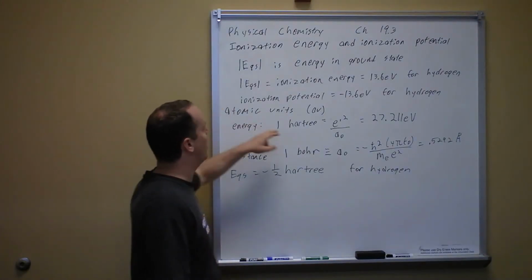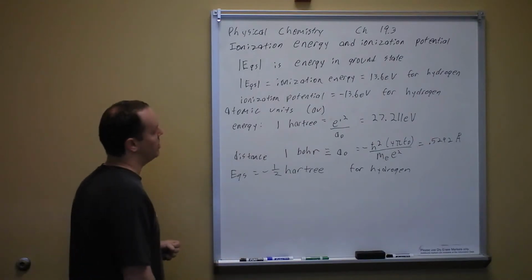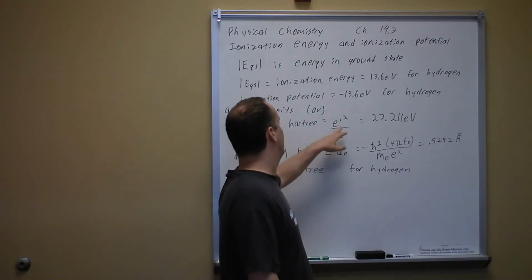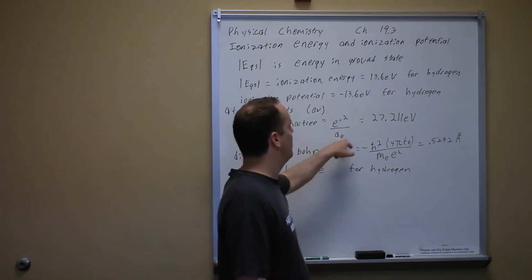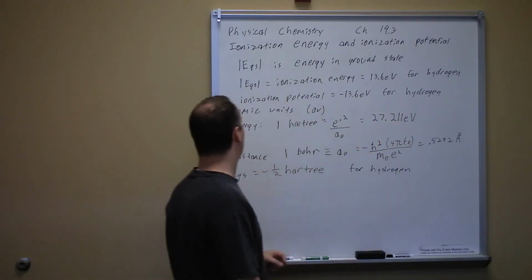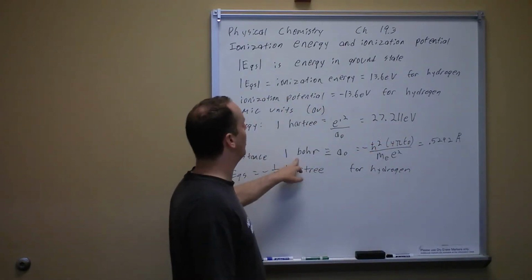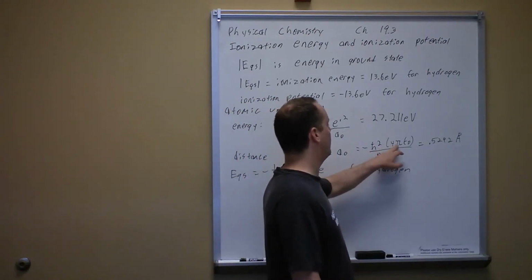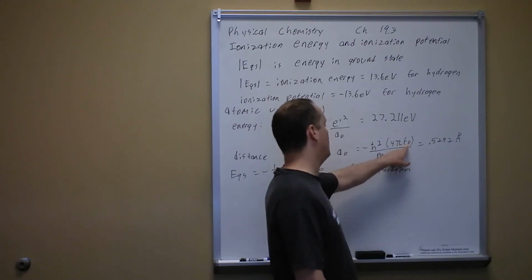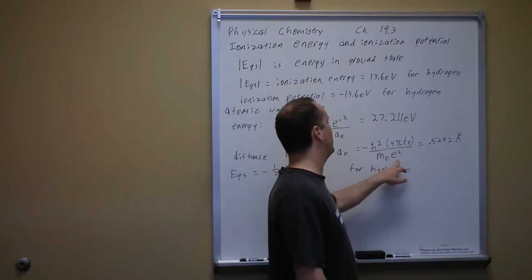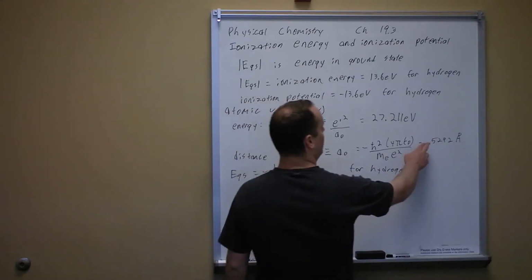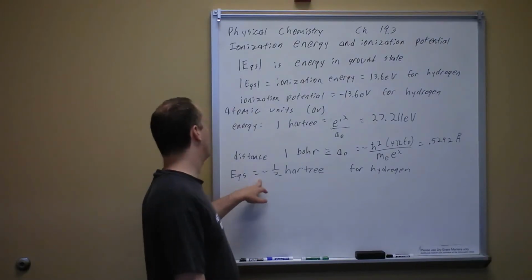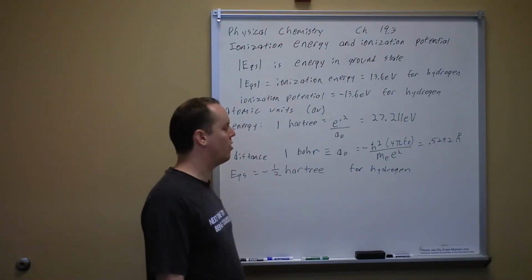Now, let's talk about atomic units, or AU. This is another alternative to CGS or SI units. The unit of energy is the Hartree, equal to e prime squared over a naught, which is 27.211 electron volts. The unit of distance is the Bohr, defined as a naught, equal to h bar squared times 4 pi epsilon naught, that's permittivity, divided by the mass of the electron times the charge of the electron squared. That's equal to 0.5292 angstroms. So for hydrogen, the energy of the ground state is minus 1/2 Hartree.